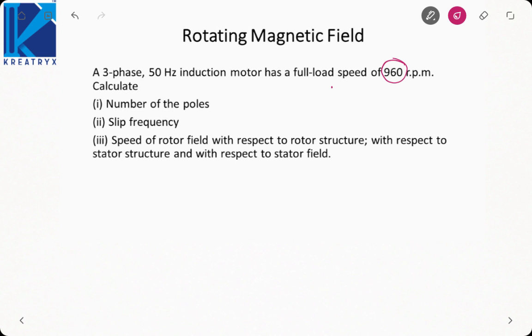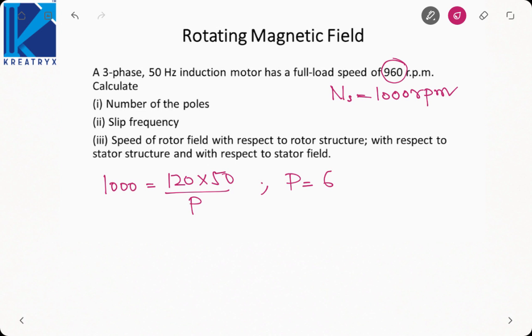So what is the nearest possible speed? That is your 1000 RPM. So 1000 RPM is basically equal to 120 into 50 by P. So this P will come out to be 6. That is, the machine shall have 6 poles.